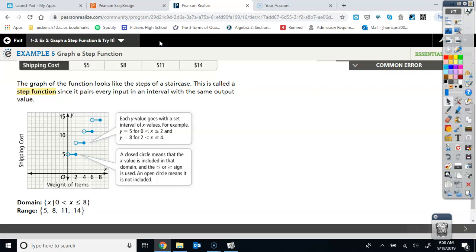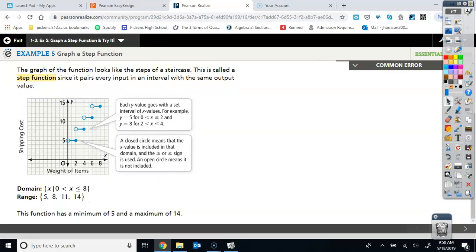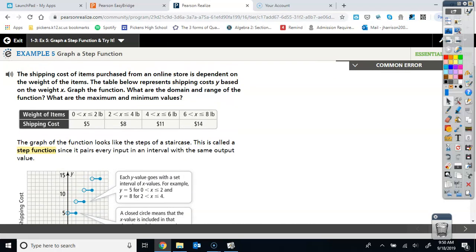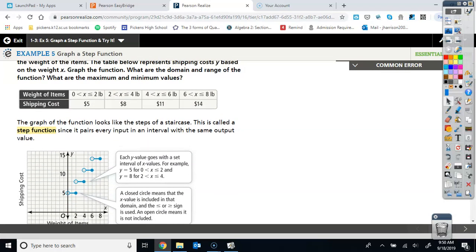This right here is called a step function. There's the bell interrupting me. This is called a step function because each one is a different level. There's no in between. Also notice if I'm at 4 pounds, I stay here. But as soon as I go to 4.2 pounds, I'm up here on the next level of price for my shipping. So take a look at that example too.